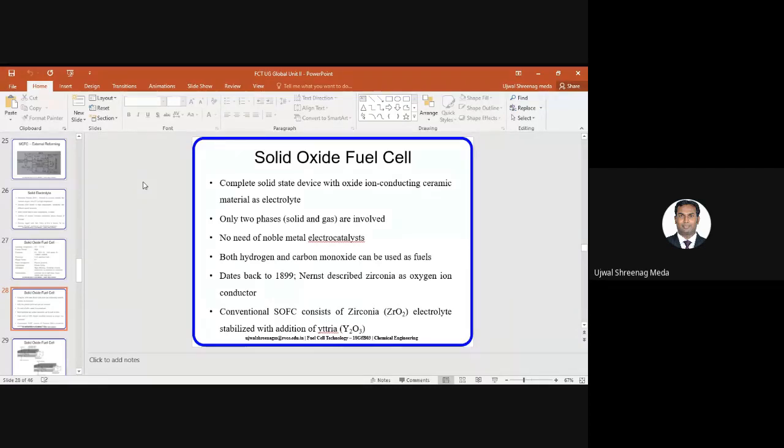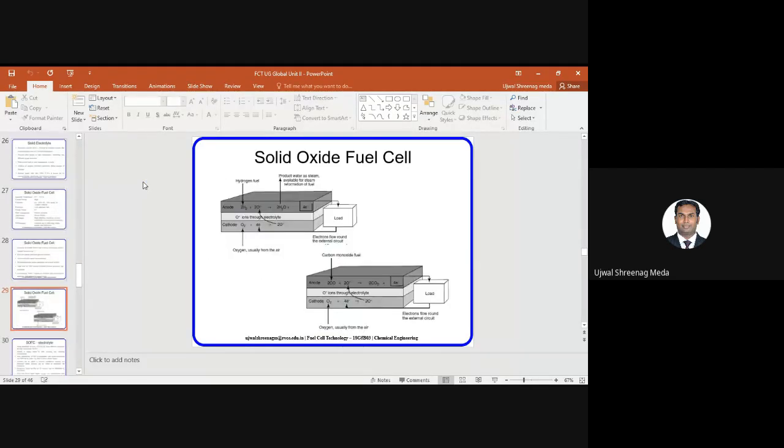The first mention of a solid ceramic material with the ability of ion conduction was back in 1899, and that was by Nernst. And conventional SOFCs still use zirconia or yttria stabilized zirconia as the electrolyte. So now, coming to the reactions.